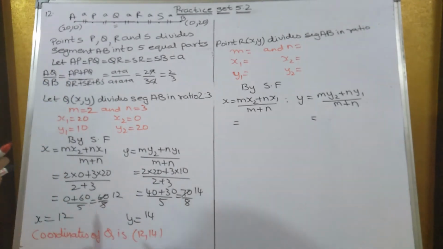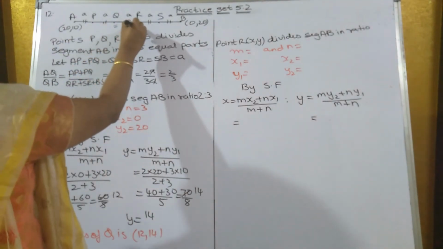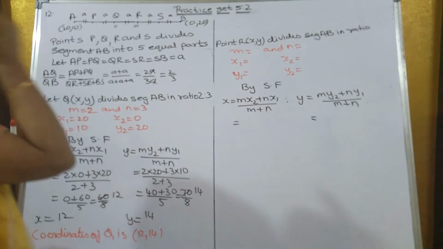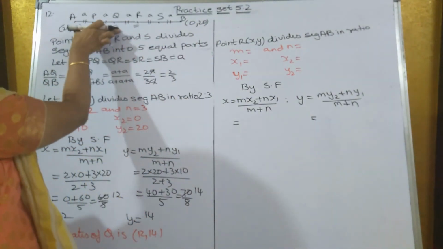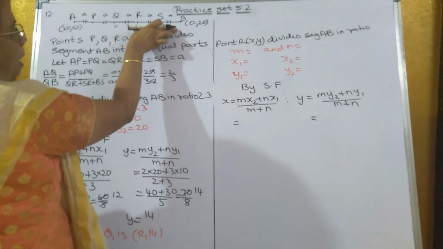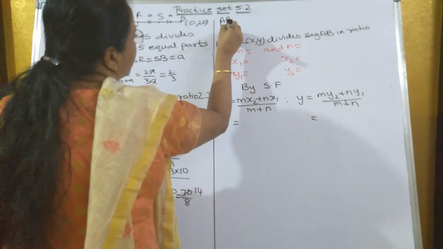Now next one. Now we will find out the coordinates of R. Now R is made up of what? AR and RB. So AR upon RB. So first we will find out the ratio.